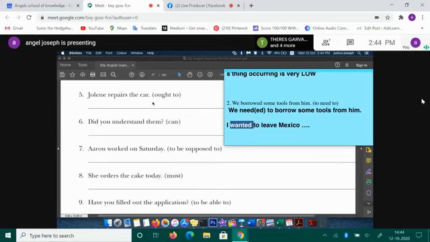Jolene repairs the car. You have to use ought to. Jolene ought to repair the car. That's the sentence. Okay, Jolene ought to repair the car.